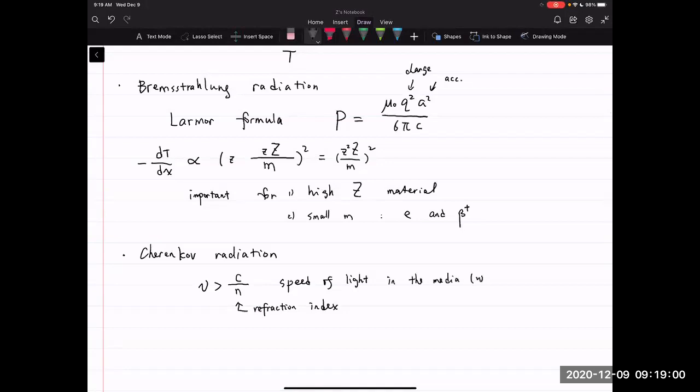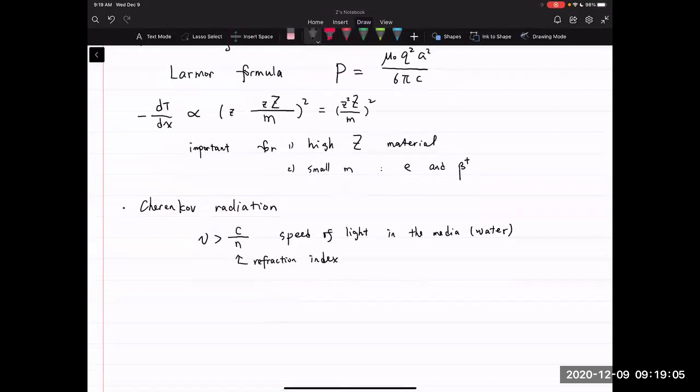Okay, for example, let's say in water. So this is not contradictory to relativity. A moving charged particle with finite mass cannot travel faster than the speed of light in vacuum, but it can still travel faster than the speed of light inside that media. Of course, this only happens when the speed of the charged particle is very high.